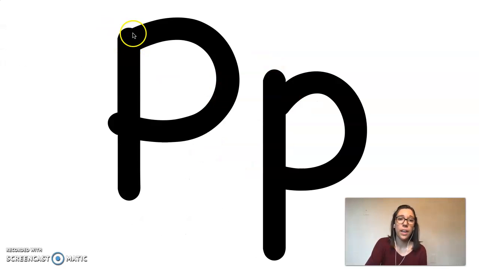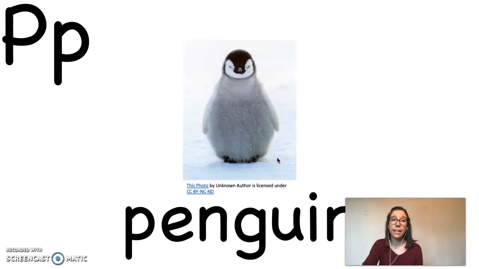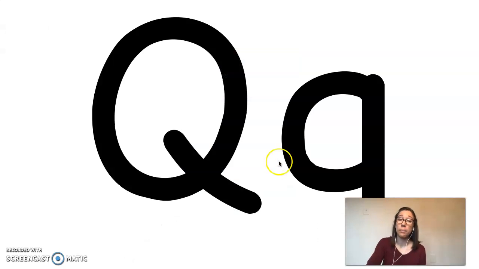Next up is P. To form the letter P, we draw a straight line down and then a curve around. Lowercase p is very much the same, but instead of being formed on the lines, it will be formed below them. A straight line down with a small curve around. P says p, as in penguin. P is penguin. Next up is Q.